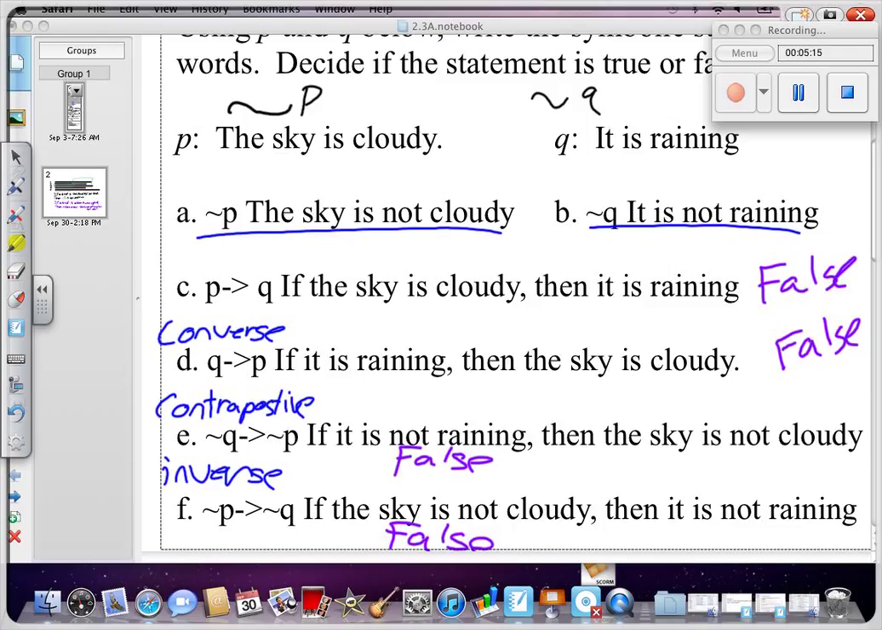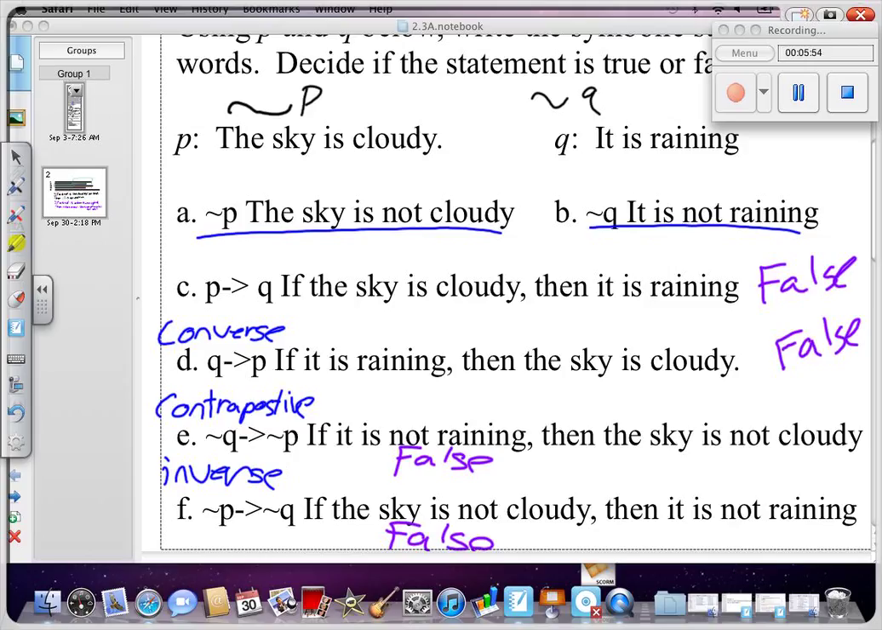So we've got our if-then statement, we've got our converse, we've got our contrapositive, and we've got our inverse. And every single one of our statements is false. If the sky is cloudy, then it's raining. That's not necessarily true. If it is raining, then the sky is cloudy. That's not necessarily true. If it is not raining, then the sky is not cloudy. There's plenty of times when it is not raining, but the sky is cloudy. If the sky is not cloudy, then it is not raining. That's what we talked about, where it's sunny outside, but you still have rain.